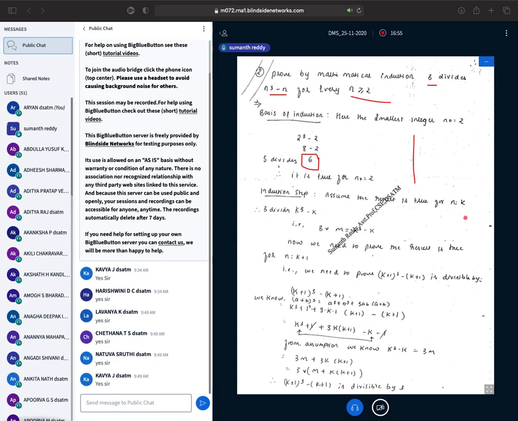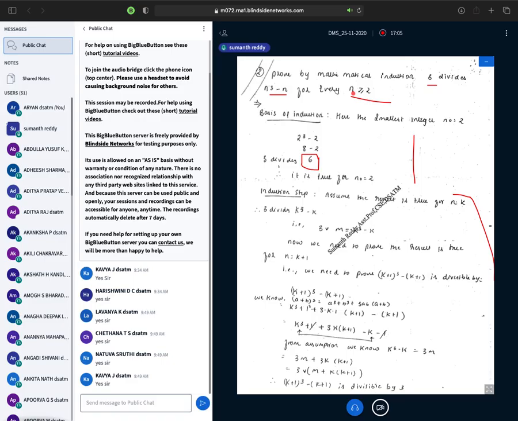Okay, so next in the induction stage, the same procedure. In the next stage, I have to assume the statement is true for n equal to k. So if I assume that, I can write this as 3 divides k cube minus k.